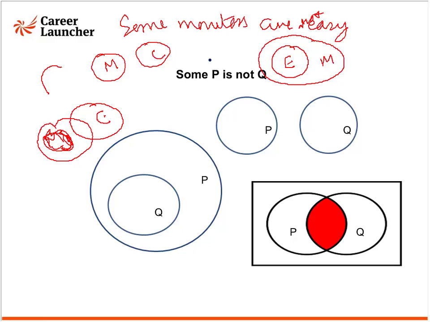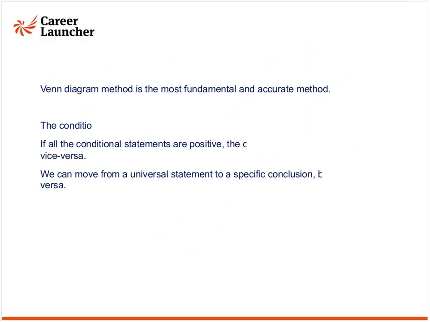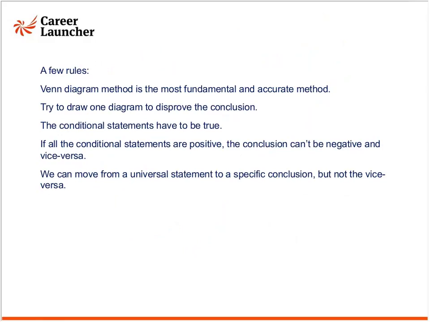Okay, so let's take up some few questions to see how far we've come with the topic of syllogism. Before that, let's just have a recap of what we've learned till now. Venn diagram is the most fundamental and accurate method of solving syllogisms. It's possible that as you practice, you will be solving syllogisms without drawing Venn diagrams. But to be very accurate, to be thorough, and not commit errors, a Venn diagram is the most reliable method of solving syllogisms.